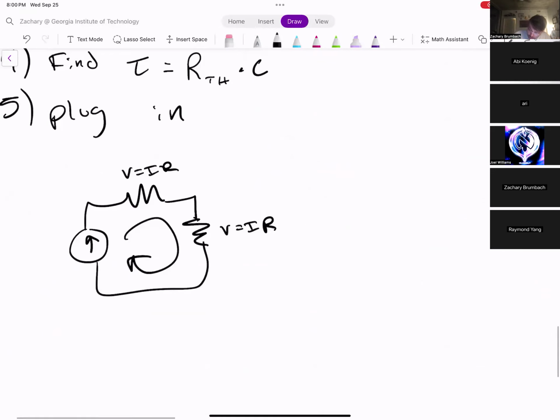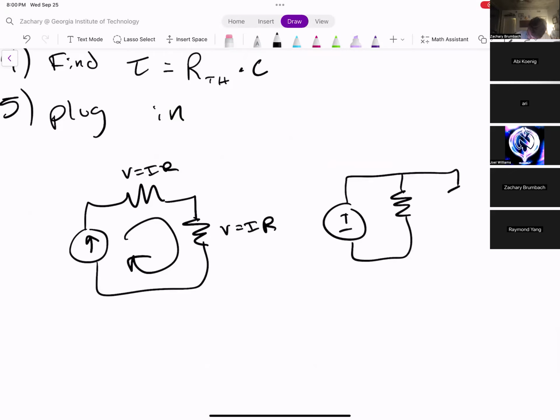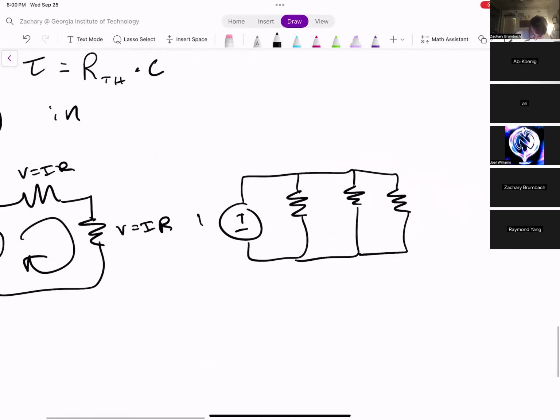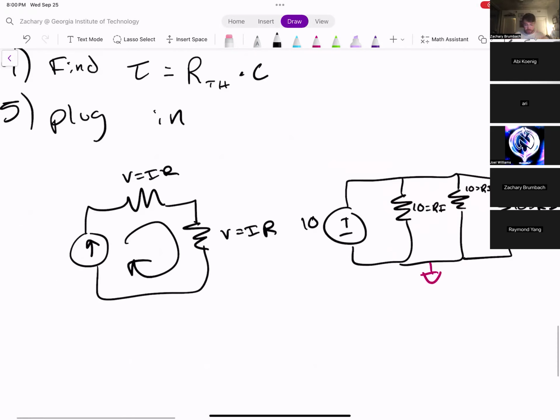Likewise, if I have the opposite case for a voltage source, I already know the voltage across all of these. So let's call this 10 volts, call this ground. The voltage across all of this is 10 equals RI, 10 equals RI, 10 equals RI. So that's why it's not a divider. It's just specifying each branch. That's why these are not dividers.